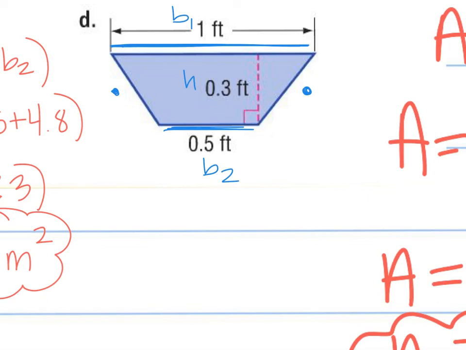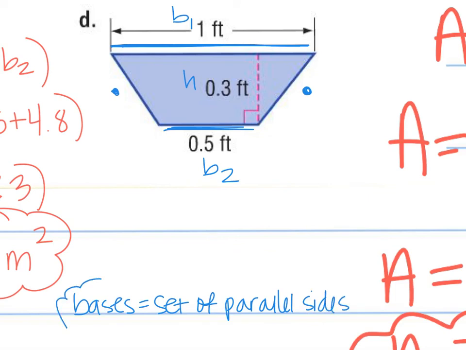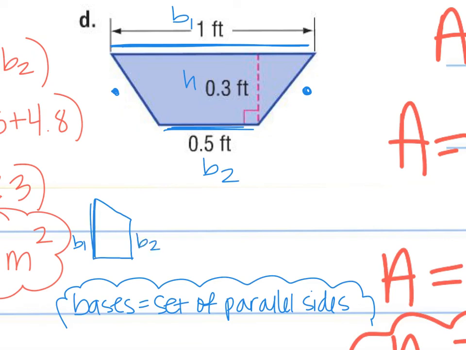Okay, so you might want to write bases equals the set of parallel sides, if that helps, because you might get a trapezoid like on its side, or even like this, and then we know that this would be base 1, this would be base 2, because these are parallel. Okay, that's a side note for you right there.